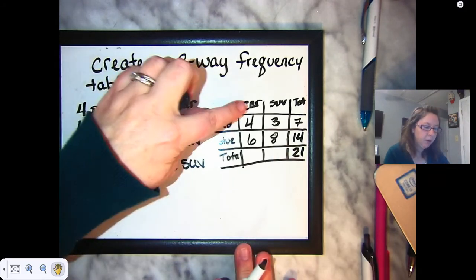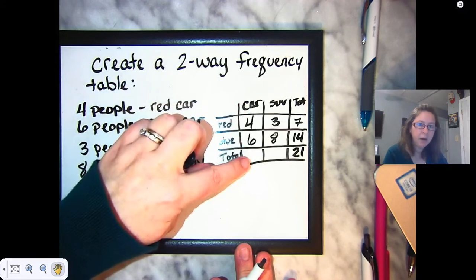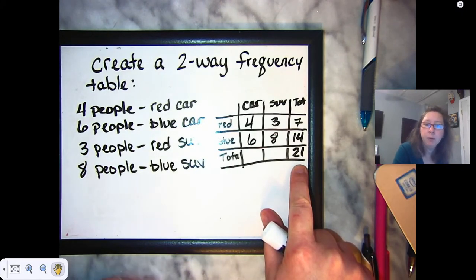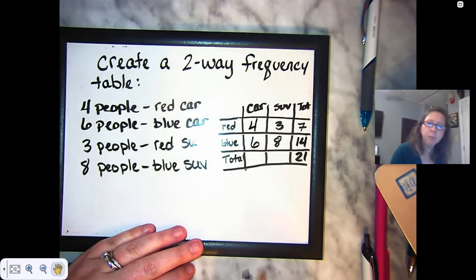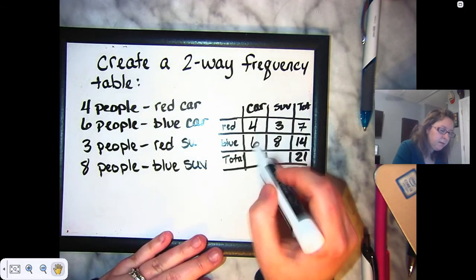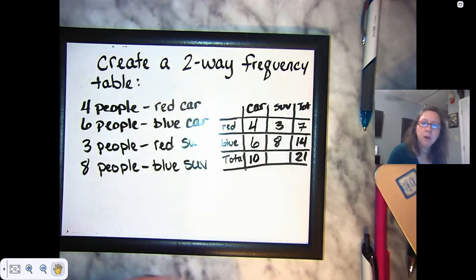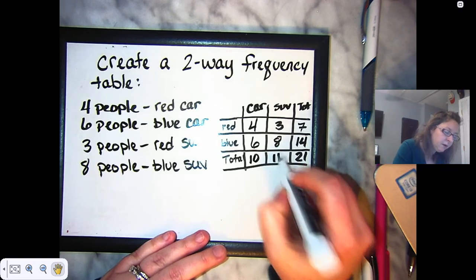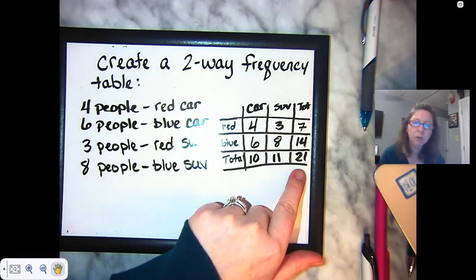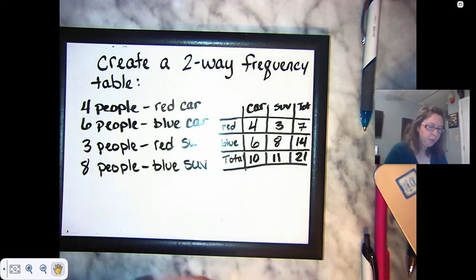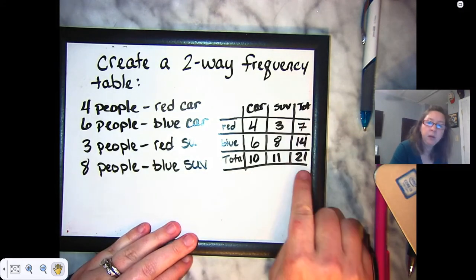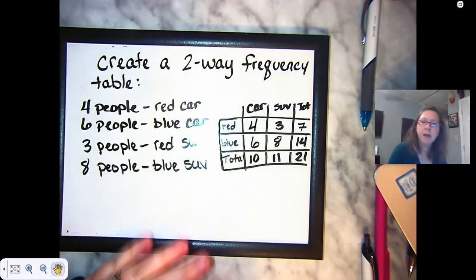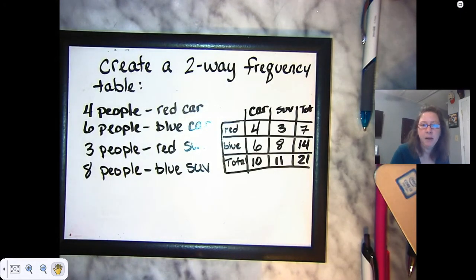Now we're going to add up how many people drive a car and how many people drive an SUV, and the total should also come out to be 21. The total number of people that drive cars is 4 plus 6, and I get 10. The number of people that drive SUVs is 3 plus 8, which is 11. And does 10 plus 11 equal 21? So long as both of your totals equal 21, you are pretty good. You should have done it correctly. So that is a two-way frequency table.